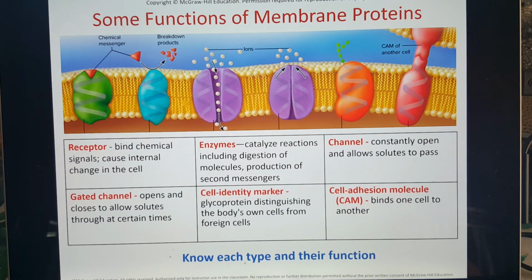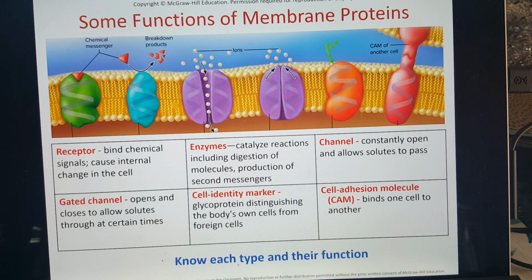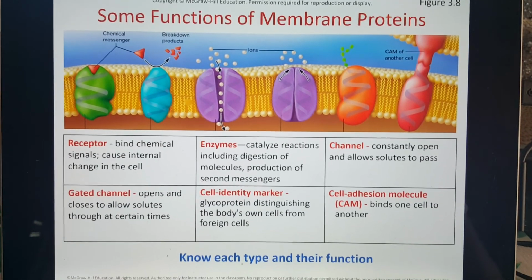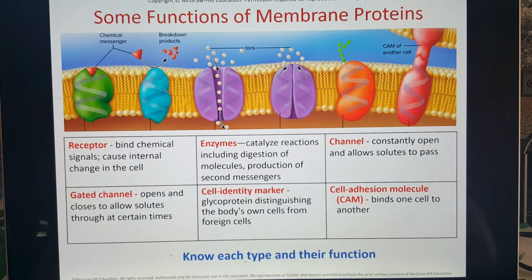The last one is the cell adhesion molecule. So later, when we talk about what's called tissues in chapter 5, there are cells that are the same type of cell. They work together, they stick together, they have some kind of function together. And so to keep the cells together, they do have adhesion molecules so that they're able to communicate with each other and do the function of that tissue.